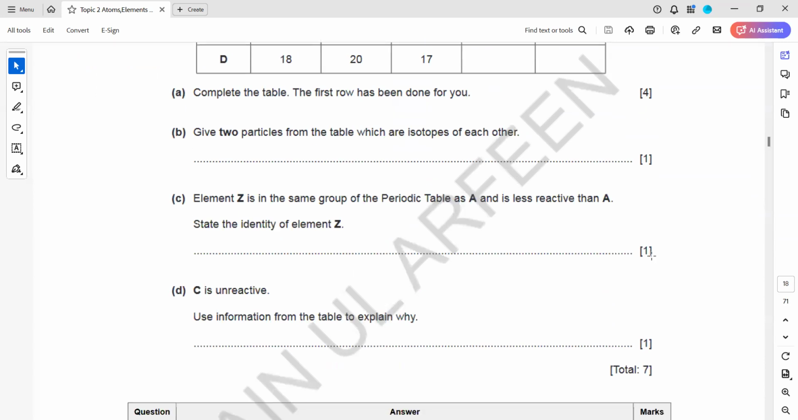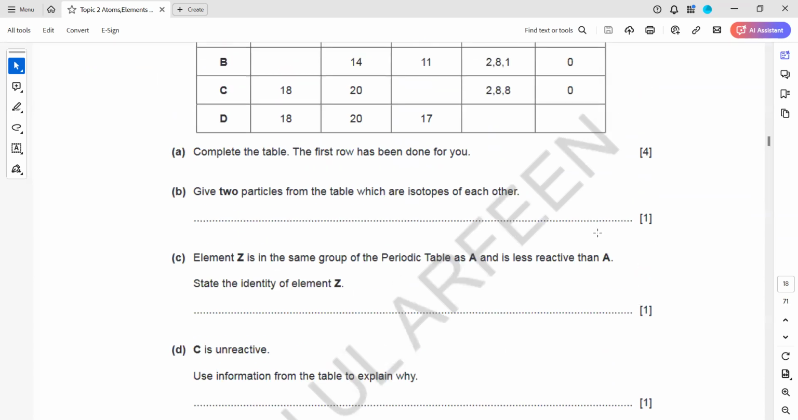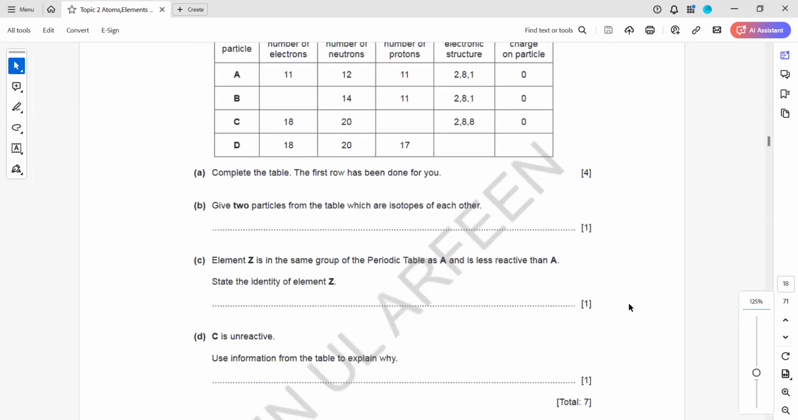Next, element Z is in the same group in the periodic table as A. So A and Z are in the same group. State the identity of element Z. How to identify element Z? Same group, but it is less reactive.